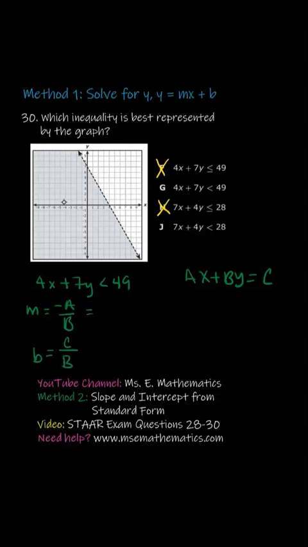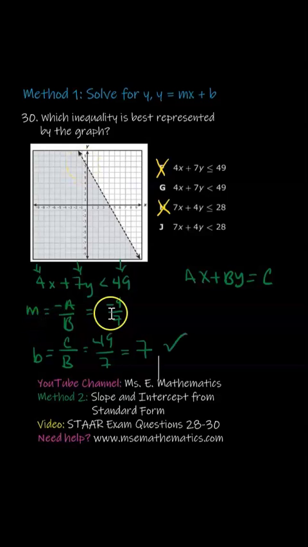In this case, a is 4, so this would be negative 4, and b is 7. C is 49, divided again by 7. Well, 49 over 7 can be simplified to 7. Once we have this information, we're going to try and see if it matches our graph. Since the y-intercept is 7, and the graph is crossing at 7, the b checks out.